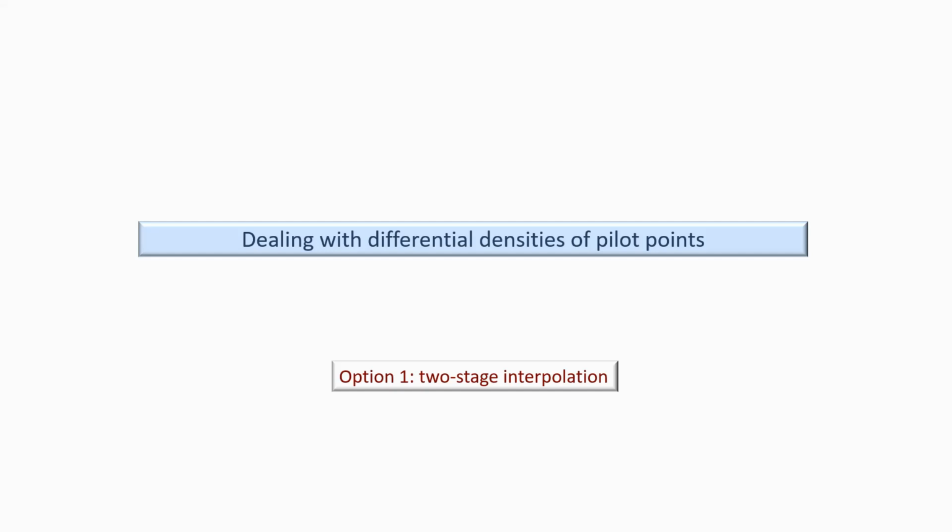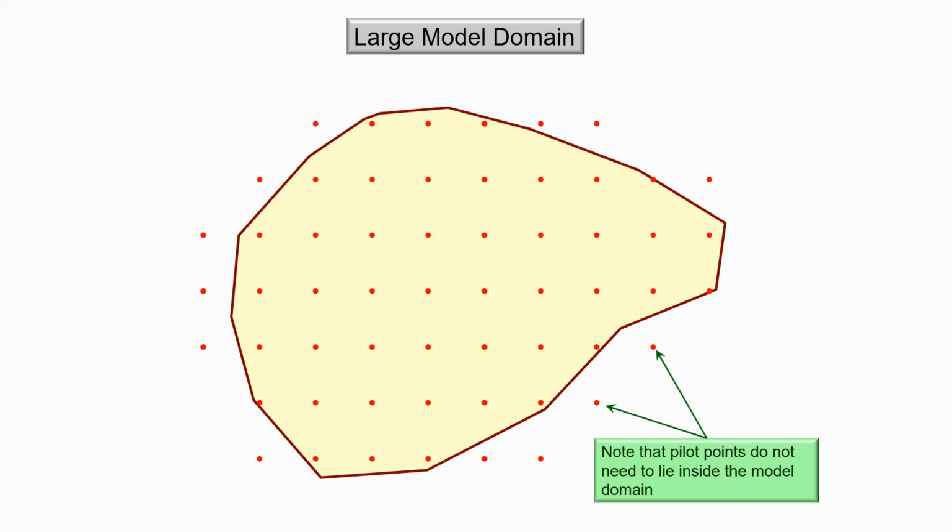So let's spend a little bit of time looking at what happens when we have differential densities of pilot points. And this is something that can occur quite often in parameterizing a model domain. There are a number of options available, two of which I'll discuss now. Option 1 is two-stage interpolation. Suppose that I have a model domain and that in the first stage of interpolation I give it a background parameter field. I interpolate from those red pilot points to the model domain.